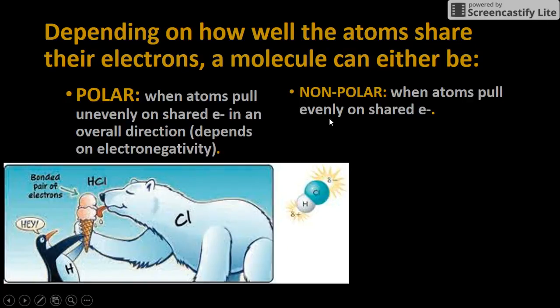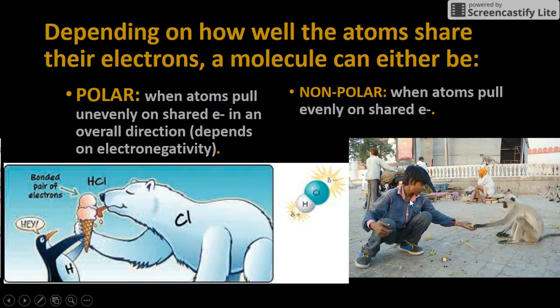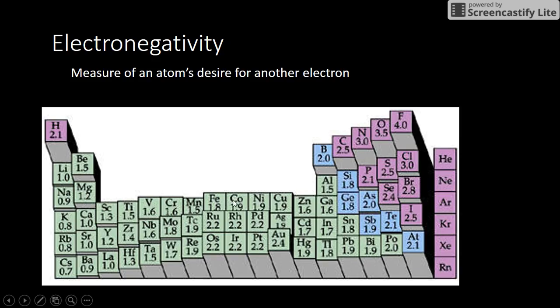Nonpolar bonds happen when everything's shared evenly. So here's a non-Arctic background where a boy is sharing something with this monkey. So here's one atom, here's another atom, and they're sharing them evenly. And you use these electronegativities to determine that.